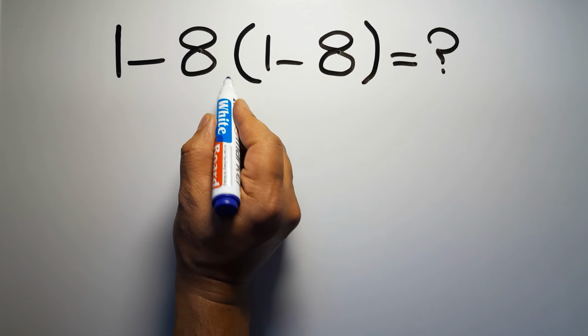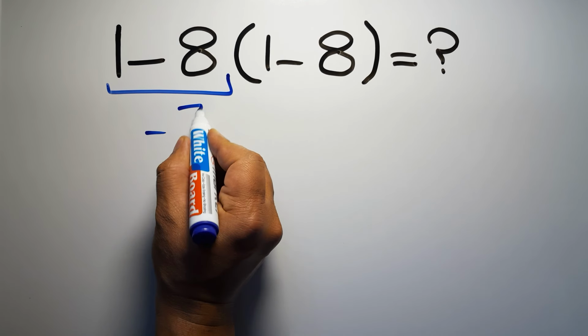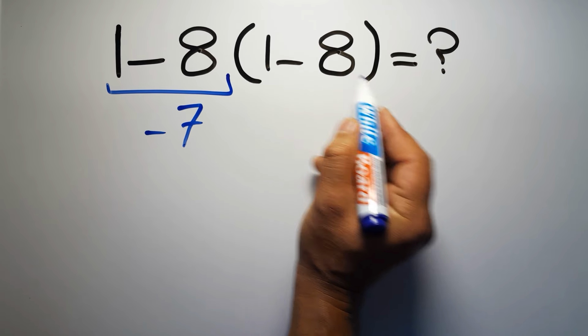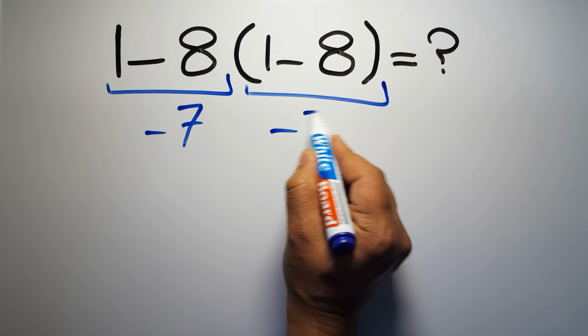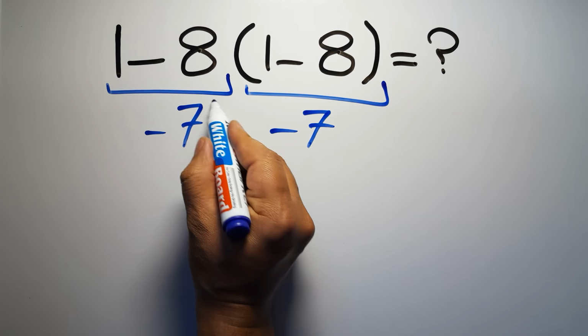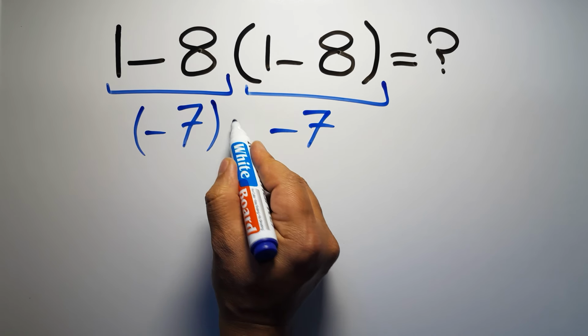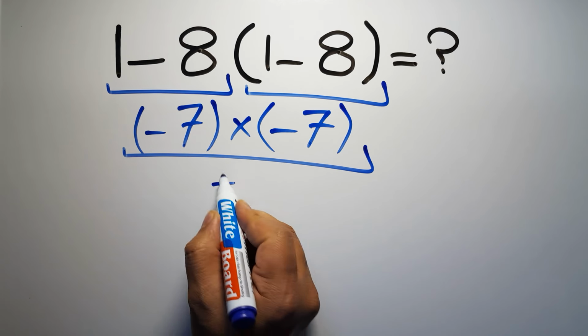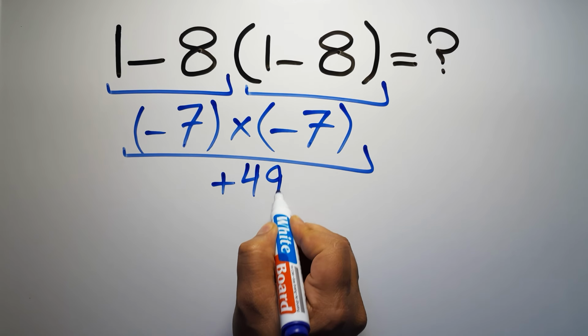1 minus 8 equals negative 7. And again here inside this parentheses we have 1 minus 8. So negative 7 times negative 7, which equals positive 49.